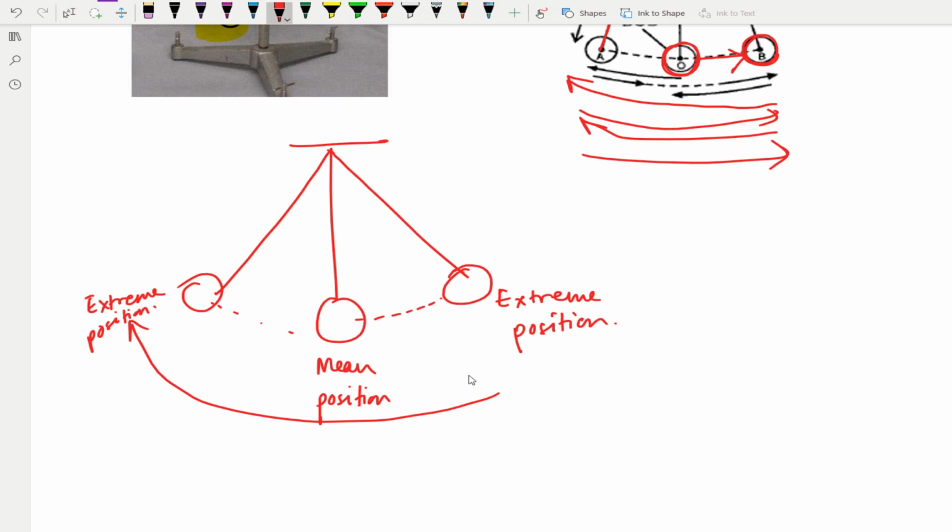Now if there is no friction on this portion of the string and the support, whatever distance is moved by the bob on the right side, the distance moved on the left will also be the same. Every time it oscillates to and fro, the distance covered from the mean to the extreme is always going to be the same. But ideally this is not what happens because we don't have a frictionless surface. So what happens is, with time the amplitude keeps on decreasing.